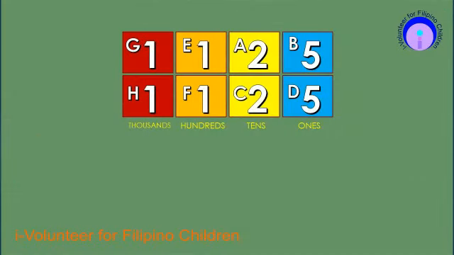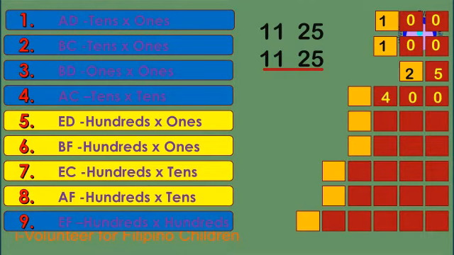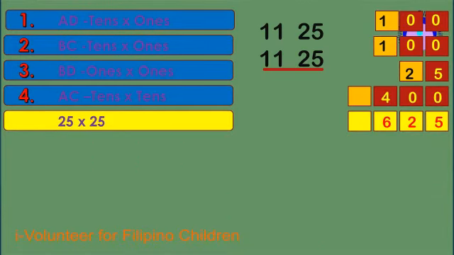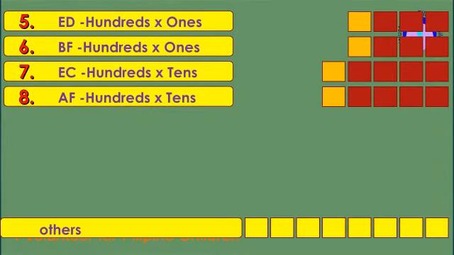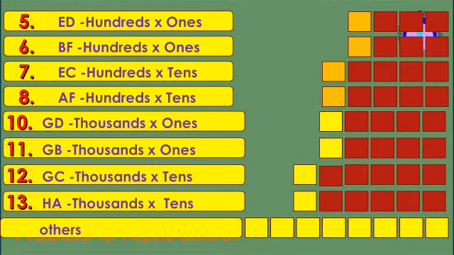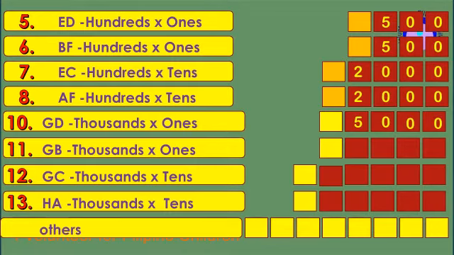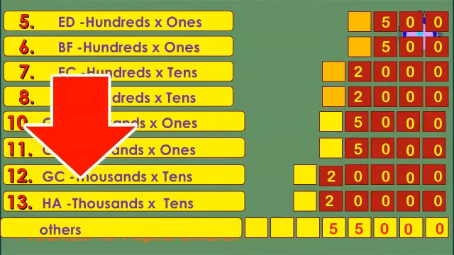Now let's go to the shortcuts. Our given is 25 by 25, so the product is 625. The next to add are the ones with the yellow background. The total sum of these numbers will be labeled others.